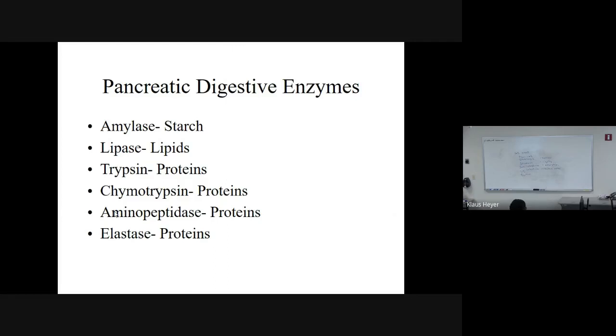But that first one up on top, amylase, your saliva makes amylase as well. So amylase and lipase are made in different regions in your body. I just left it here for the pancreas. Amylase breaks down starch, which is called amylose, but it's fine. Amylase breaks down starch. Lipase breaks down lipids.